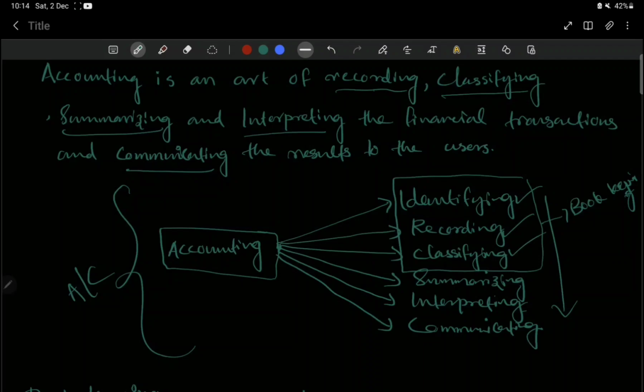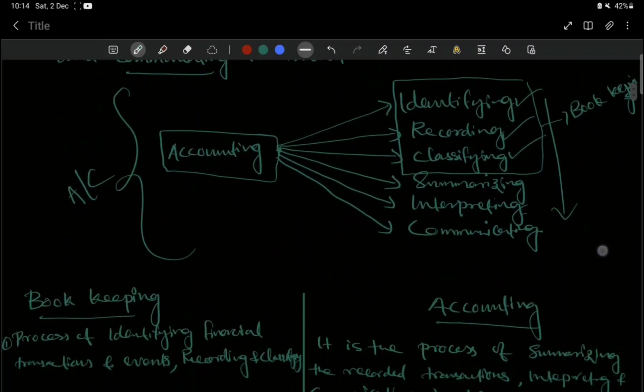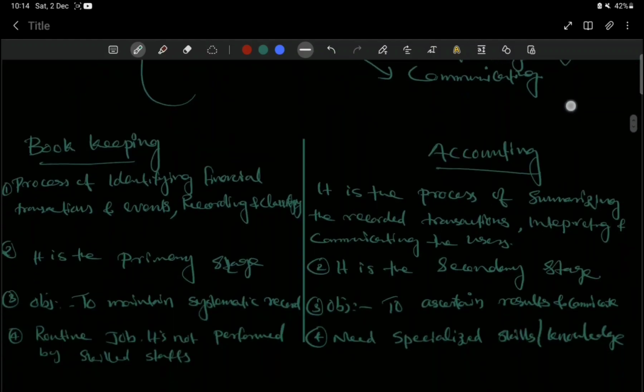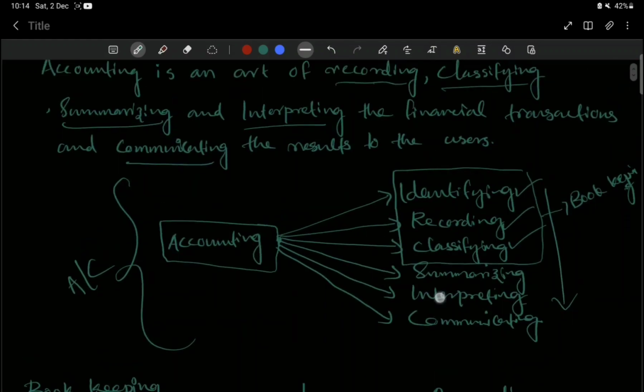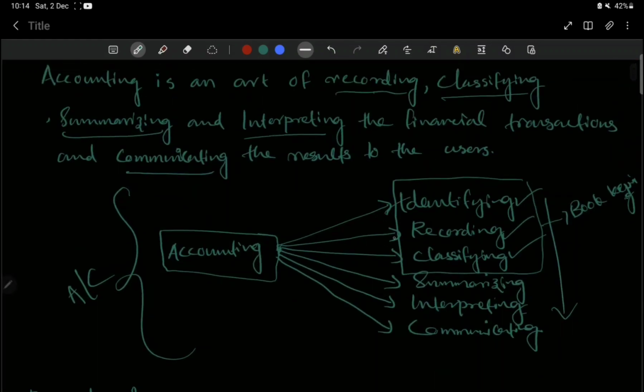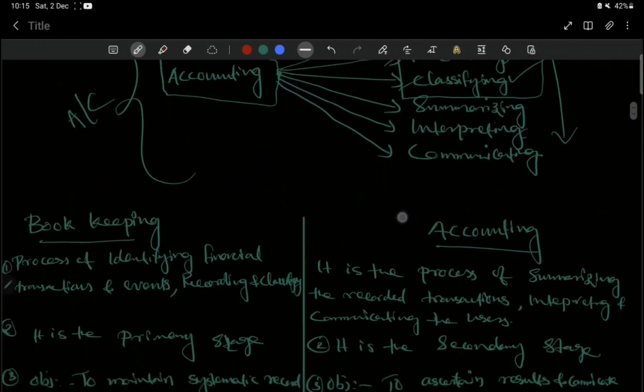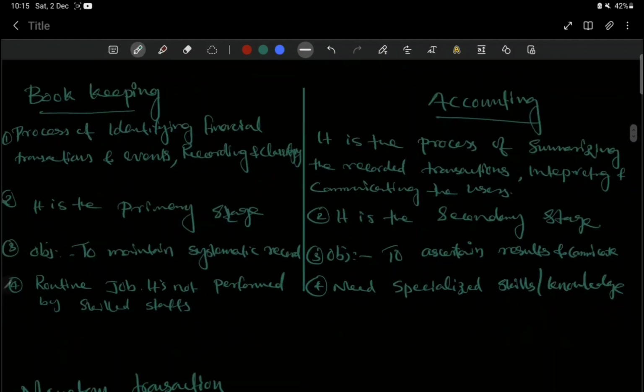So we'll go through a somewhat deeper level of bookkeeping and accounting. Here is a classification of bookkeeping and accounting. What is the difference between bookkeeping and accounting? As we know, bookkeeping is the process of identifying the financial transaction events and recording and classifying them, right? The first three processes: identifying, recording and classifying are called bookkeeping. So what is accounting? It is a process of summarizing the recorded transactions and interpreting and communicating to the users, all together, right? So where the bookkeeping ends, there the accounting process will start.